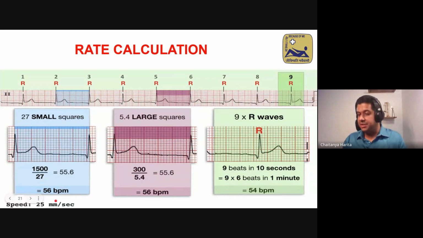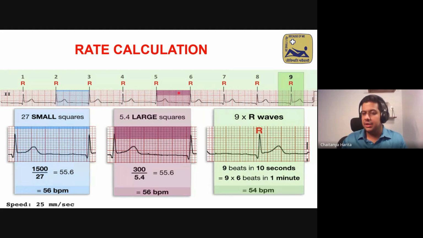This is provided the speed of the paper is 25 mm per second. Very important. Again, calibration makes a difference. If unfortunately you're not able to count each small square, you don't want to strain your eyes, then you can take the big squares. The formula becomes 300 divided by the number of big squares. So if you're using the large squares, count the number of large squares between two successive R waves, divide 300 by that. So here it's approximately 5 and odd boxes. 300 divided by 5, approximately 55 to 60.